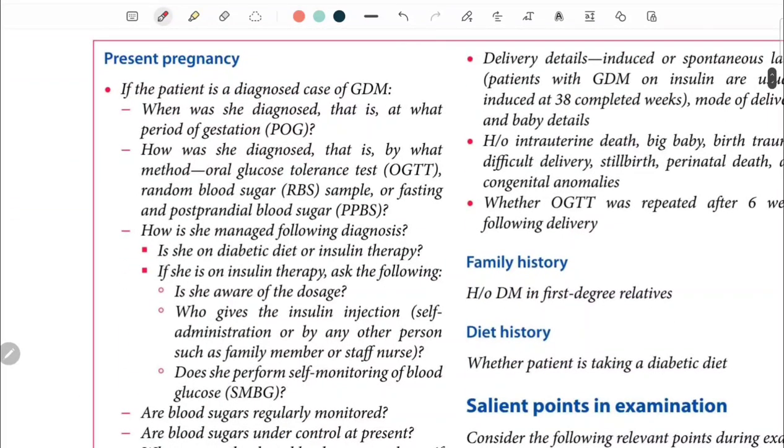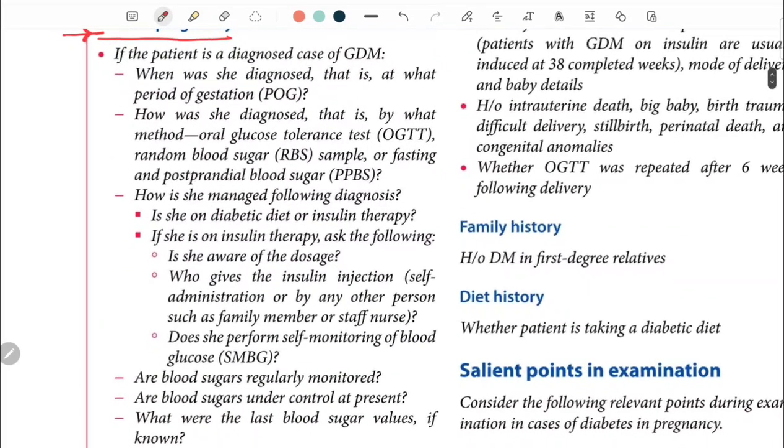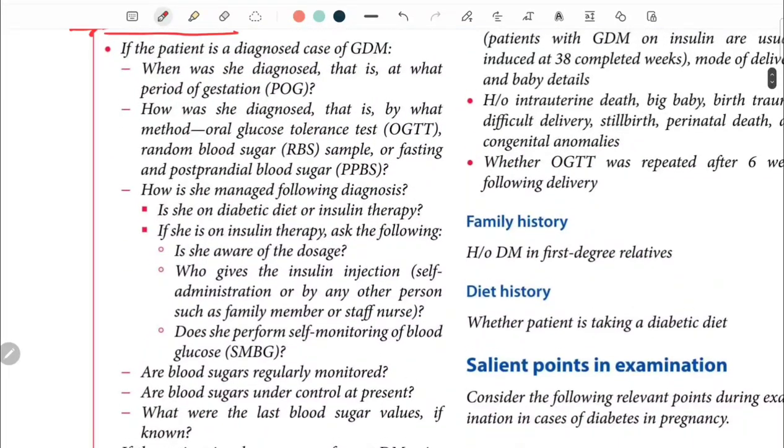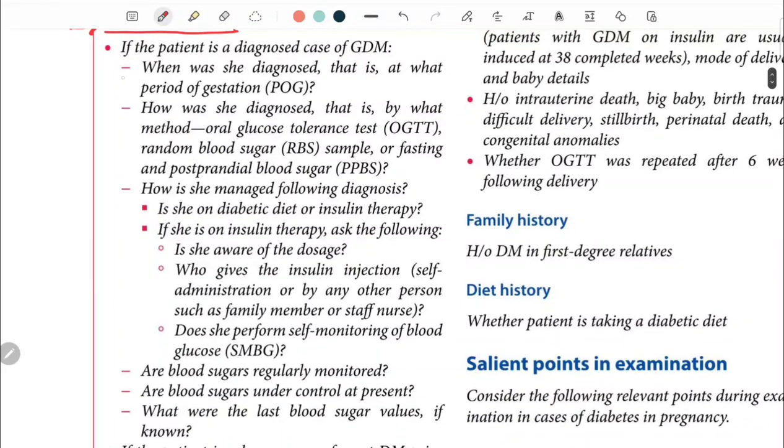Next, moving on to present pregnancy. In present pregnancy, if the patient is a diagnosed case of GDM, when was she diagnosed? That is, at what period of gestation she was diagnosed is very important to be asked. Then how was she diagnosed, you should ask.